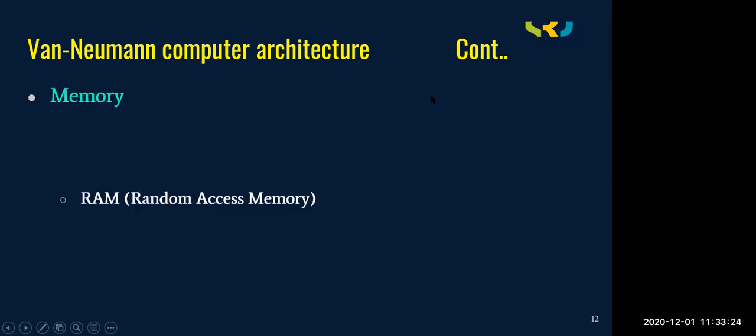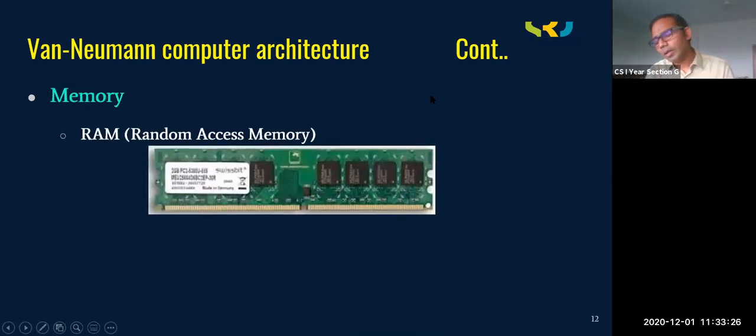Now let us see how many types of memory there are. Generally speaking, we are having 2 types of memory. That is RAM, random access memory. Random access memory is also called as RAM. It holds the program under execution. Whatever program you are executing will be loaded into RAM first. Then only it is moved to the CPU.